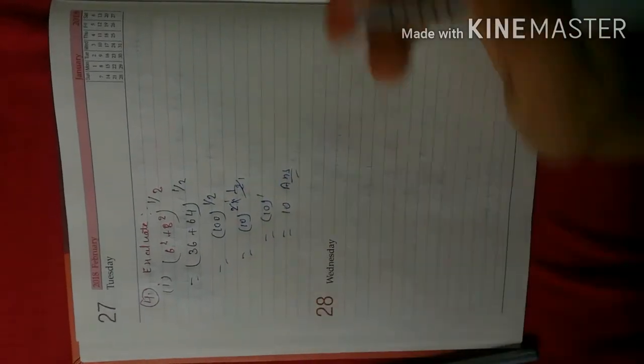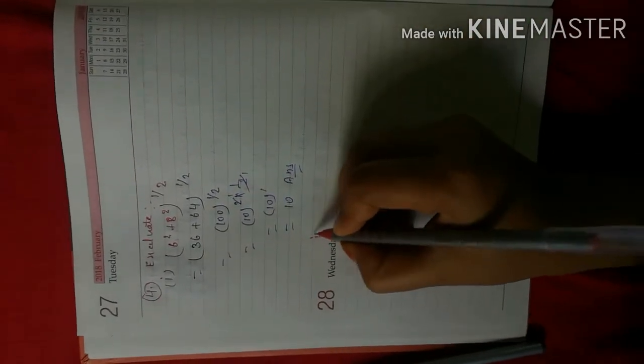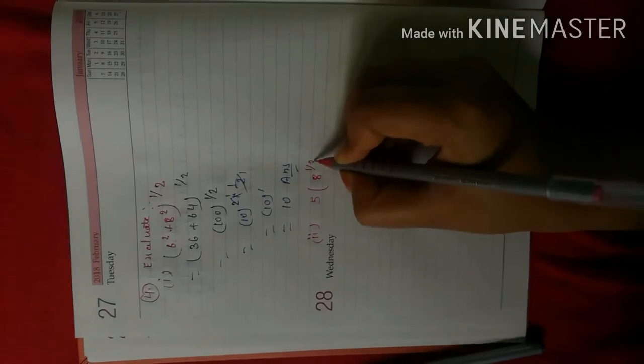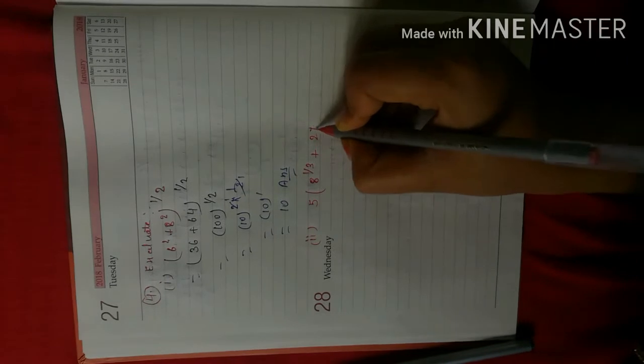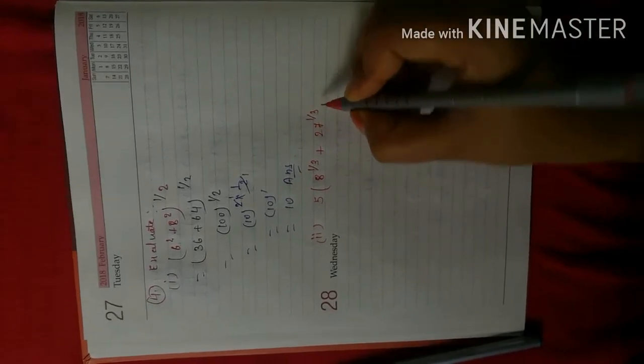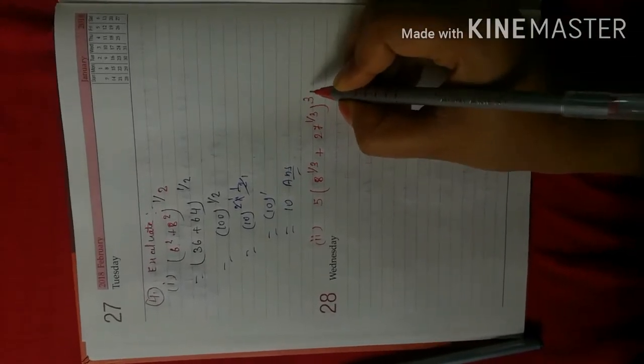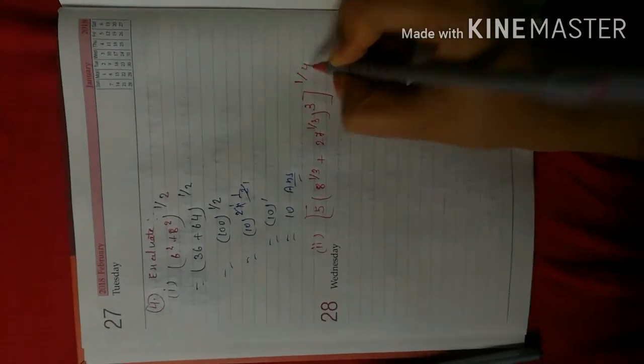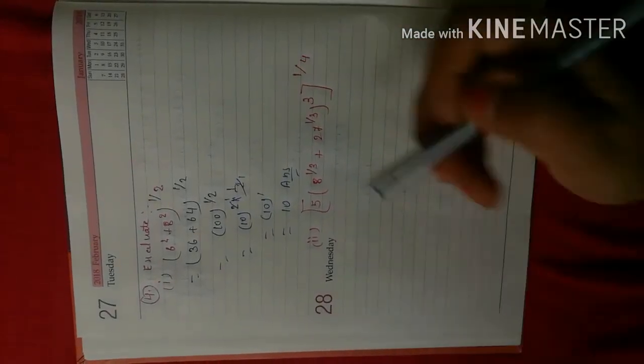Now we will do the next part. Our next part is 5 into (8 to the power 1 by 3 plus 27 to the power 1 by 3) whole to the power 3, and this whole to the power 1 by 4. We will do it.